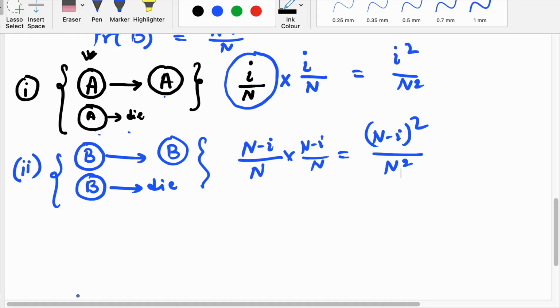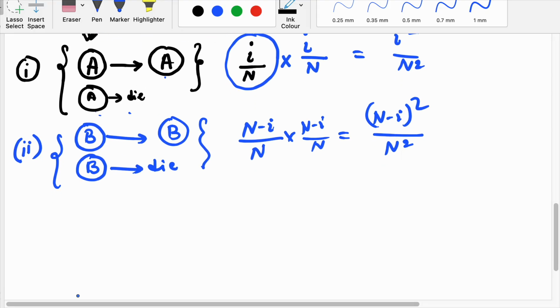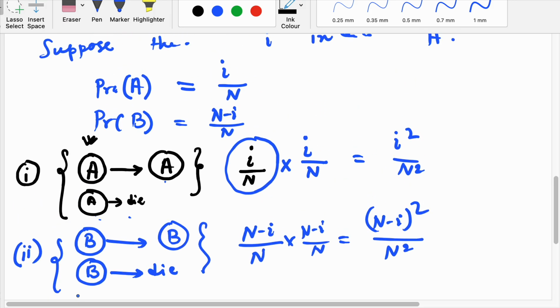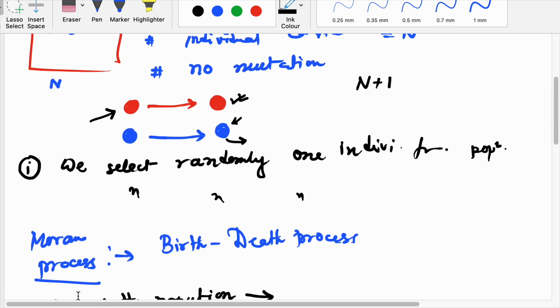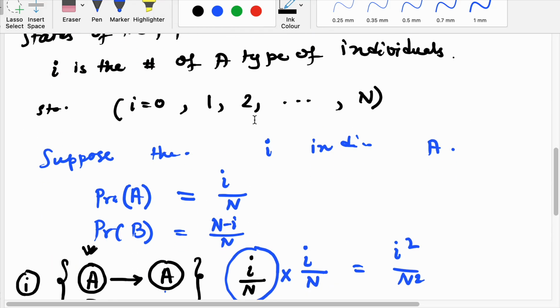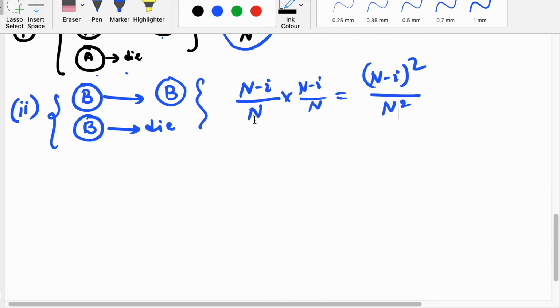But then it may so happen that A produces B and then B dies, and then B produces A and then A dies. No, no mutation is there. So only A type produces A and B type produces B. So no mutation is there. Now another thing is possible.